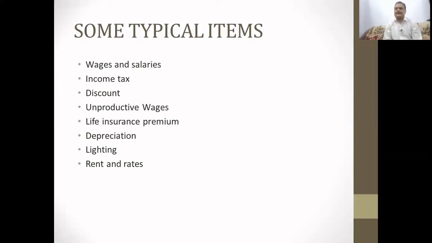Rent and rates. Office rent and factory rent are two different rents. If factory rent is written, then it will show in the debit side of the trading account. If office rent is written, then it will show in the debit side of the profit and loss account. If nothing is written with the rent, like office or factory, then treat it as an indirect expense and show it in the debit side of the profit and loss account.